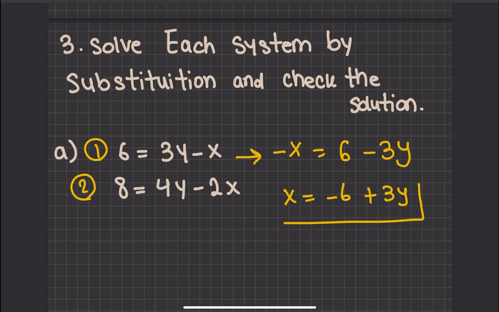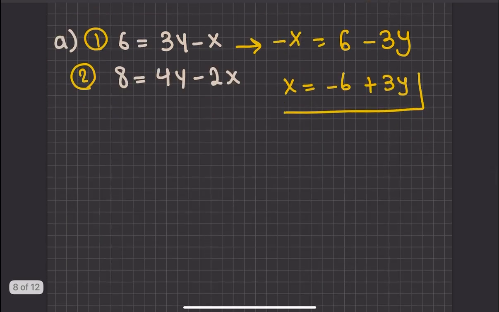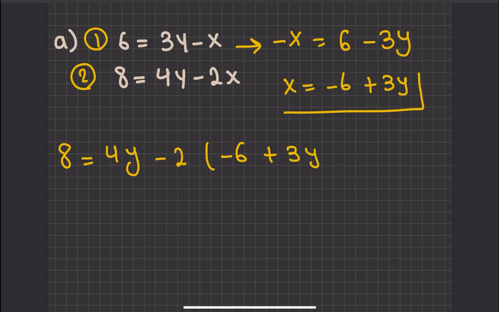So whenever I see x, I have to plug in minus 6 plus 3y instead of x, because x equals that. So I found this one and I'm going to choose equation number 2 to substitute it. I'm going to write down 8 equals 4y minus 2. Instead of x, I'm going to write down minus 6 plus 3y. 8 stays the same, equals 4y.